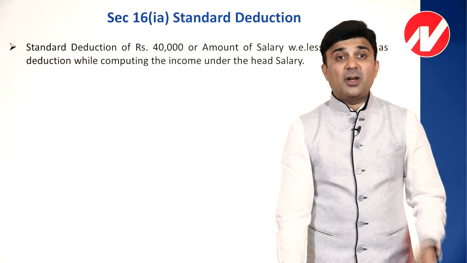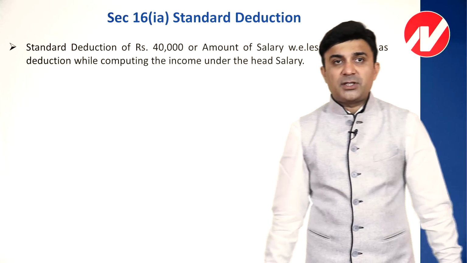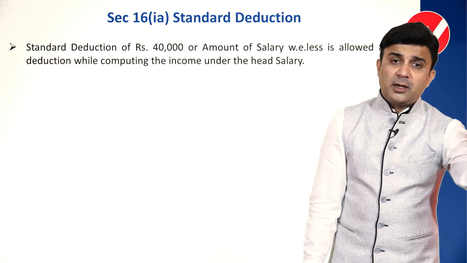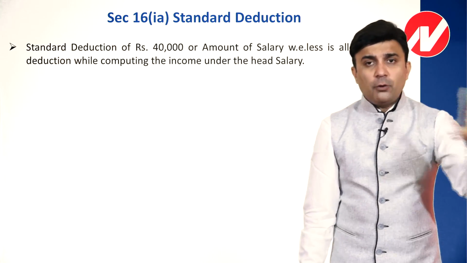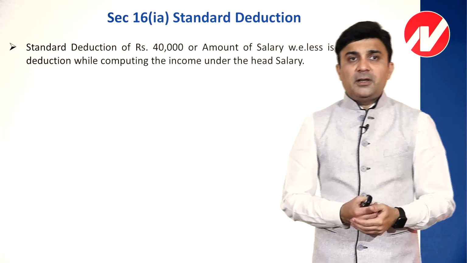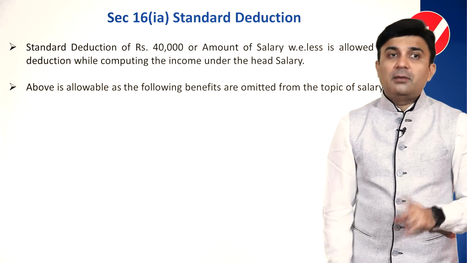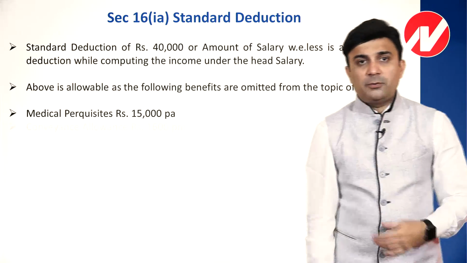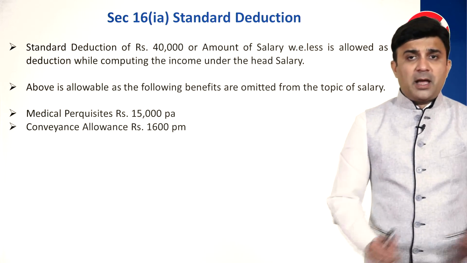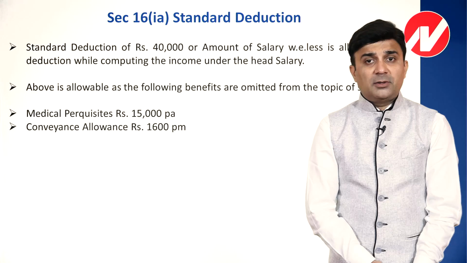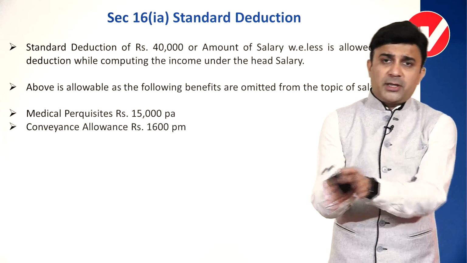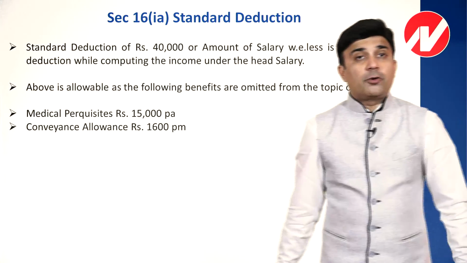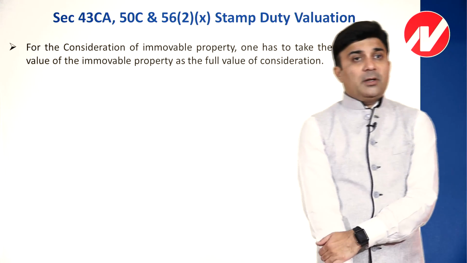To overcome the same, government has again reintroduced standard deduction under section 16(1)(a). The standard deduction is not the 34,200 benefit which you were earlier getting. You are given a standard deduction of 40,000 rupees or the amount of salary, whichever is less, while computing the income under the head salary. But at the same time, this is allowable as the following benefits are omitted from the head salary: number one is medical reimbursement of 15,000 rupees per annum, and number two is conveyance allowance of 1,600 per month. So those who are genuine and those who are not genuine are both allowed 40,000 rupees maximum standard deduction from the head salary. Sir, in effect, a major correction.